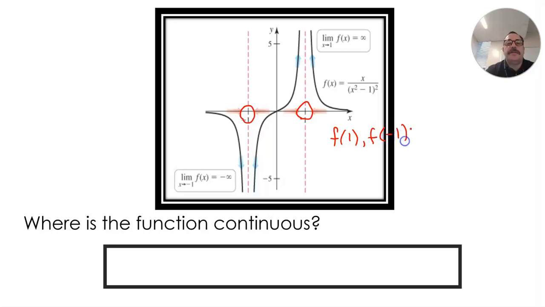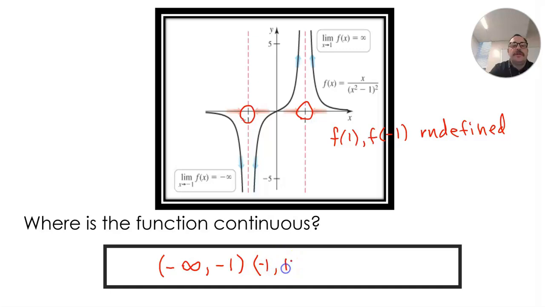And if you're not even defined at a point, then you definitely can't be continuous at that point. So this one's a little bit more cut and dry. Our function would be continuous just everywhere except those two values. So we'd go from -∞ to -1, -1 to 1, and then from 1 to infinity.